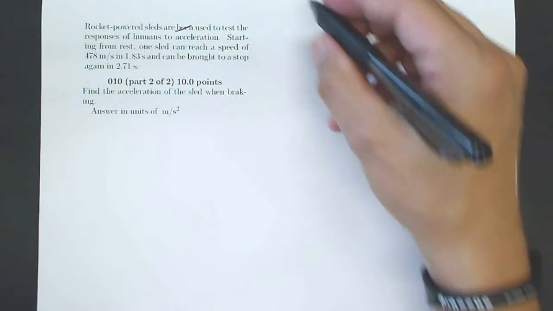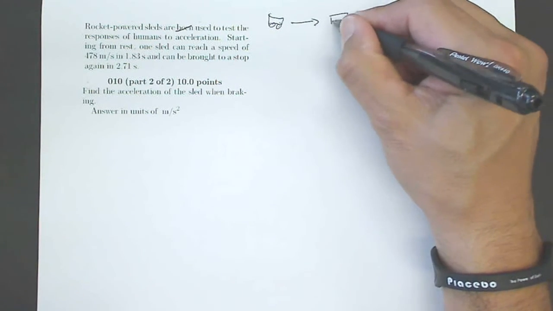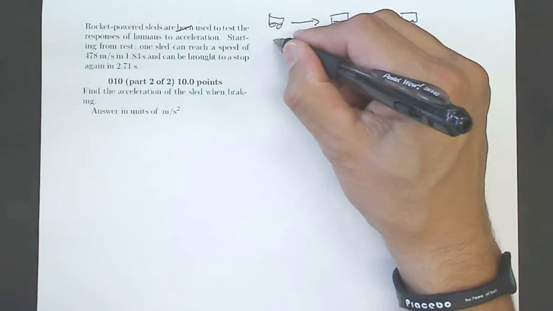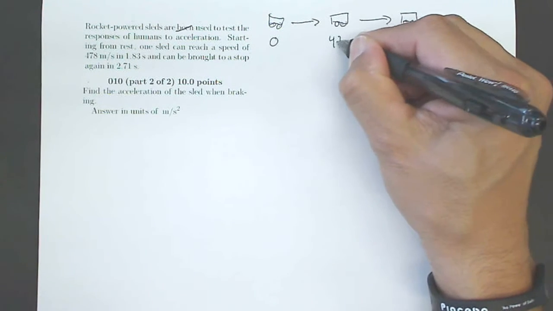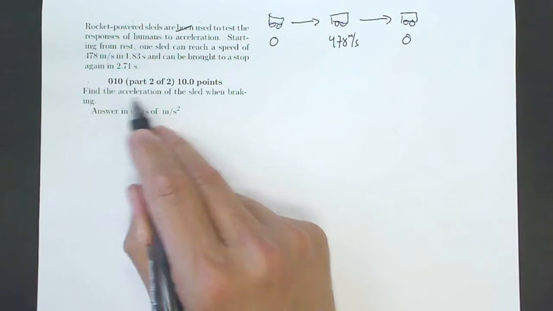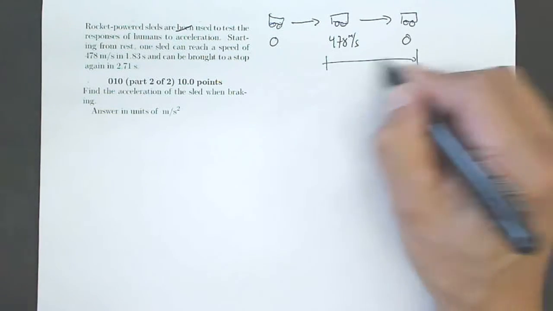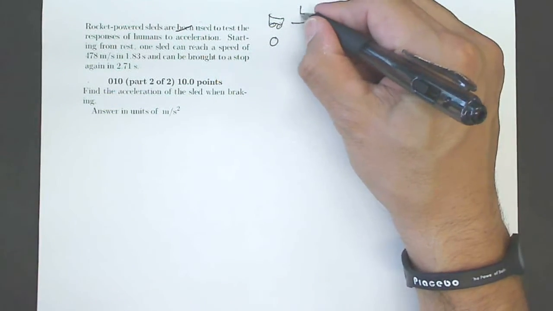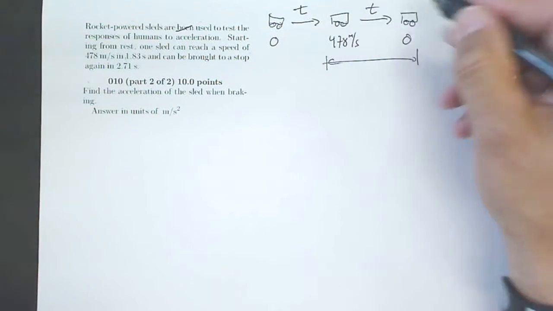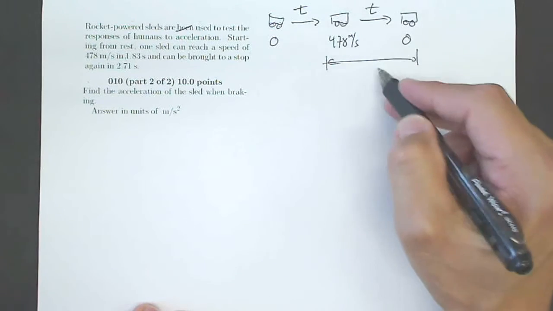So that's the second part of this. Remember, we've got a sled of some sort, it reaches a fast speed, and then it slows down again and stops. So it goes from 0 to 478 meters per second, and again back to 0. For this, I want the acceleration when braking, so I'm interested in this part of the problem. They give me a time for the first part, 1.83 seconds, and a time for the second part, 2.71 seconds. So that second time is what I'm interested in.